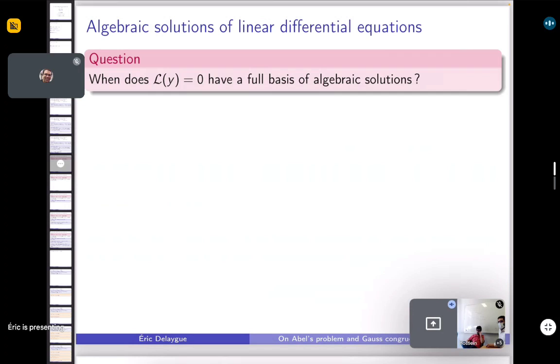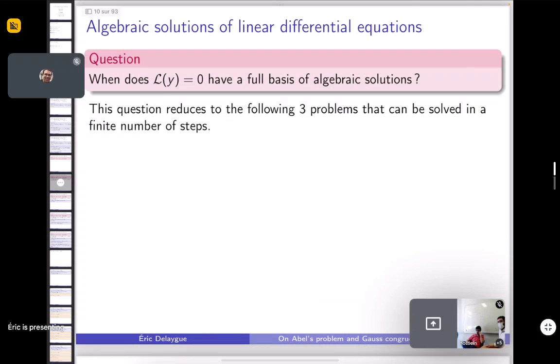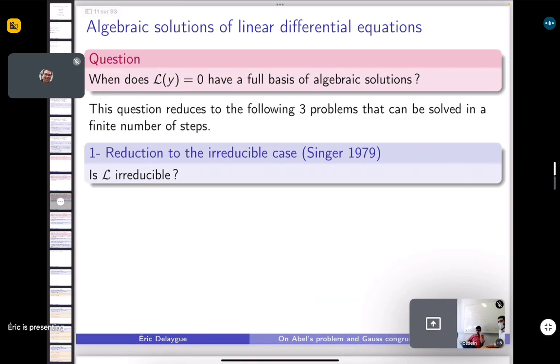Okay, so we are interested in the following question. Being given a differential equation, when does it have a full basis of algebraic solutions? We can reduce this problem to three steps. The first one: the first result was valid if L is irreducible, so you have to reduce your problem to the case where L is irreducible. You have a procedure given by Singer in 1979 to reduce to the case where the operator is irreducible.